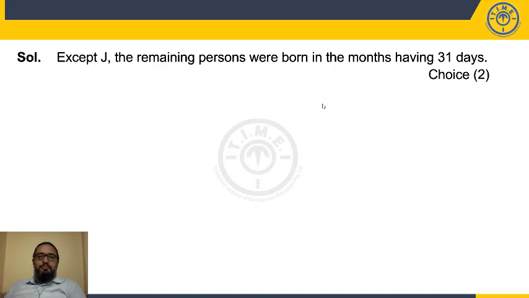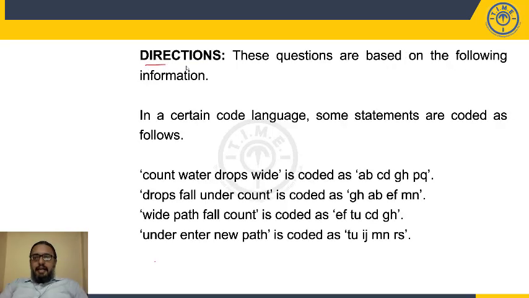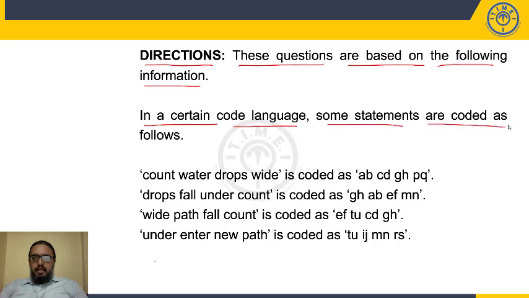Yeah, choice 2. So these are the 5 questions you have in this set. Got it? Good. Next, directions. These questions are based on the following information. In a certain code language, some statements are coded as follows. So he has given 4 sentences and then the codes of those sentences are given.